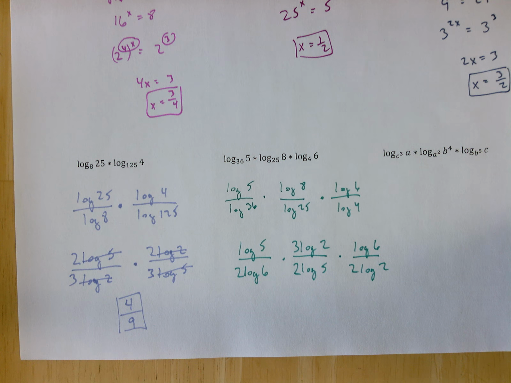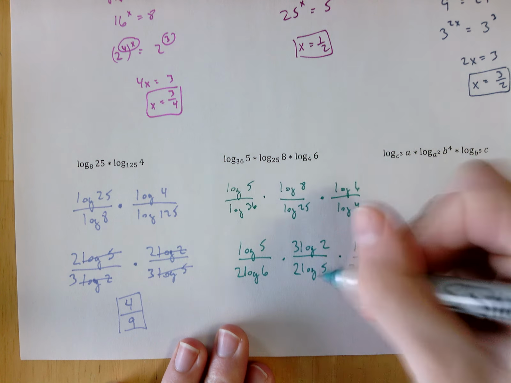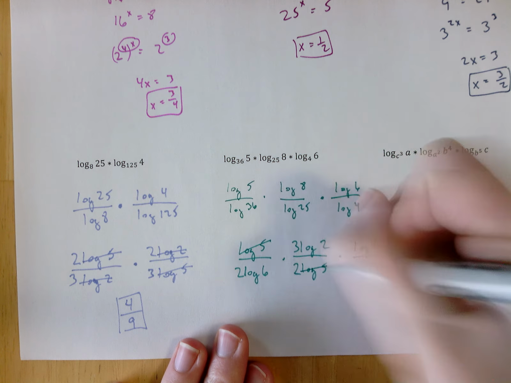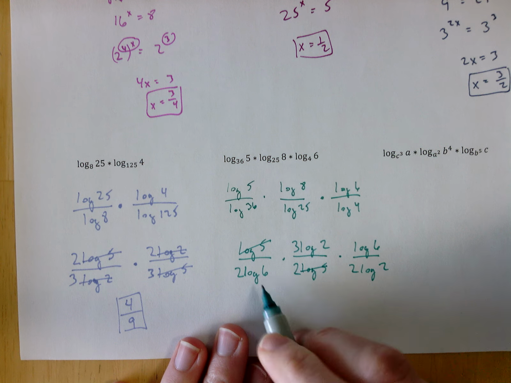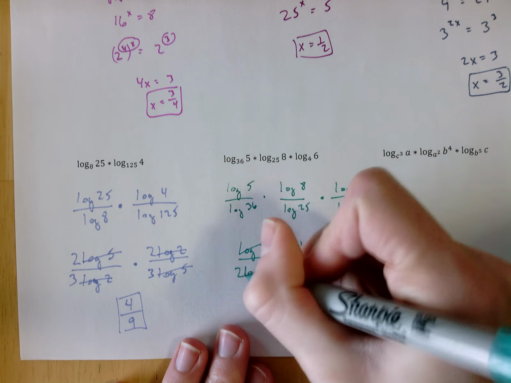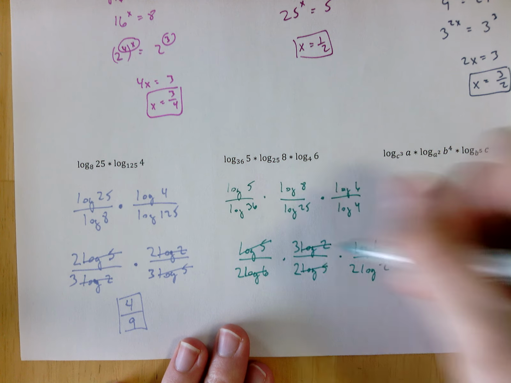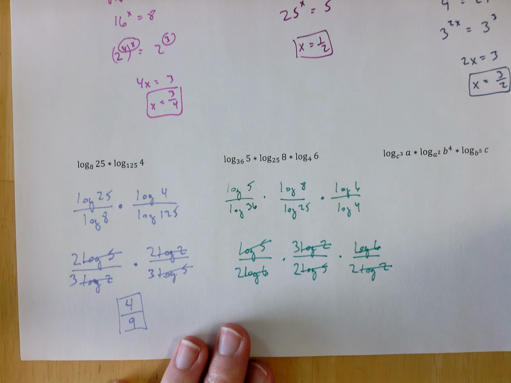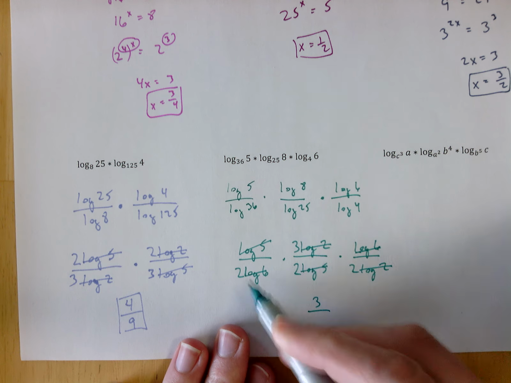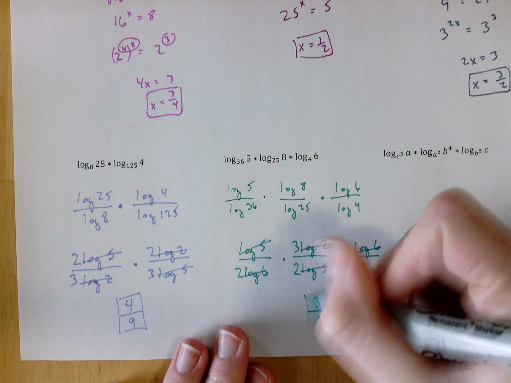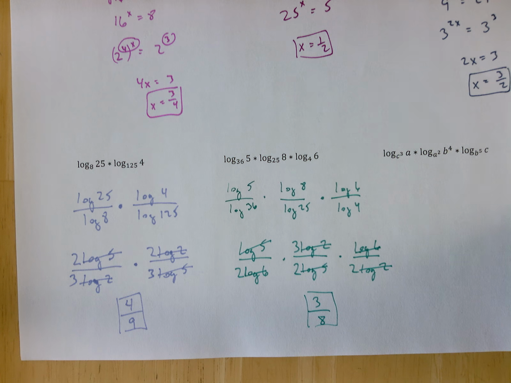Okay, and then you're looking for anything on a diagonal that cancels. So like I've got a log of 5 here and a log of 5 there, so those will cancel each other out. I have a log of 6 on the bottom and a log of 6 on the top, so those will cancel each other out. I have a log of 2 on the top and a log of 2 on the bottom, so those will cancel each other out. And I believe that's it. So that leaves me with just a 3 on the top, and on the bottom, 2 times 2 times 2 is 8. And that's fully simplified.